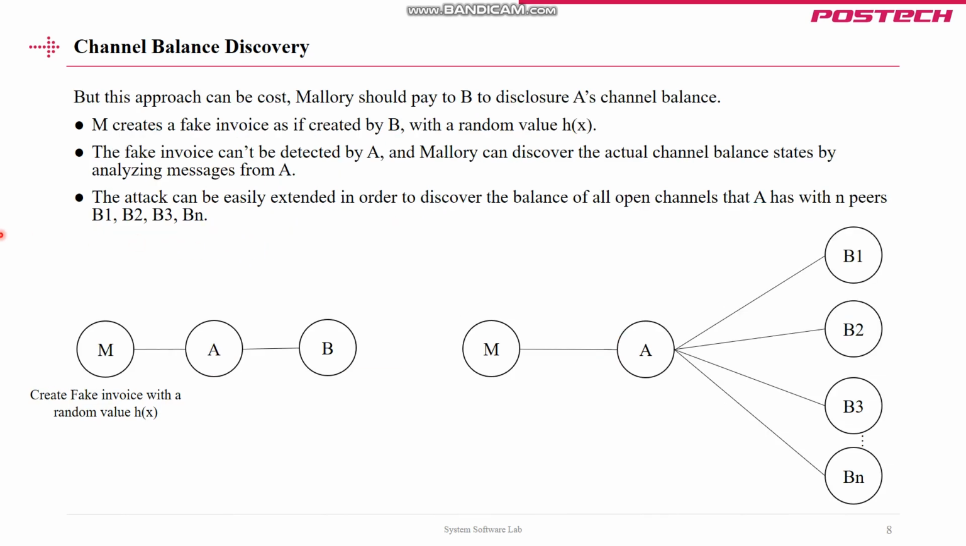But this approach can be costly, because malware should pay to B to disclose A's channel balance. So what is the method? First, M creates a fake invoice as if created by B with a random value HX. The fake invoice cannot be detected by A, and malware can discover the actual channel balance by analyzing messages from A. And the attack can be easily extended in order to discover the balance of all the open channels that A has with M's peers B1, B2, B3, and Bn.